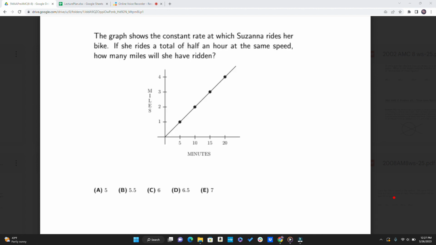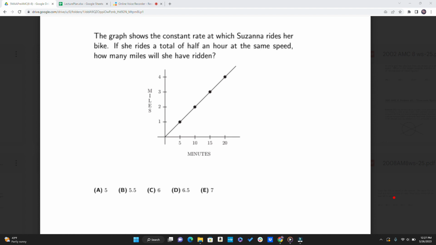Okay, the graph shows the constant rate at which Susanna rides her bike. She rides a total of half an hour at the same speed. How many miles has she ridden? Okay, so we see that in 5 minutes, she goes 1 mile. 10 minutes, she goes 2 miles. 15 minutes, she goes 3 miles. 20 minutes, she goes 4 miles.